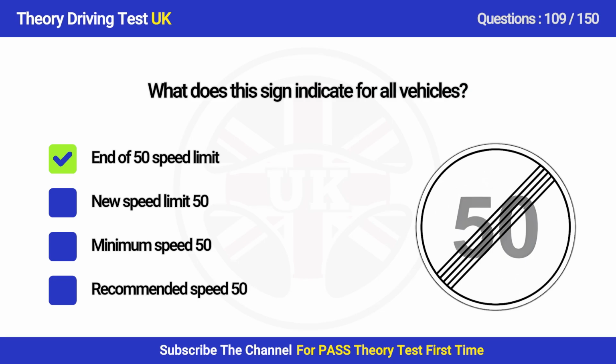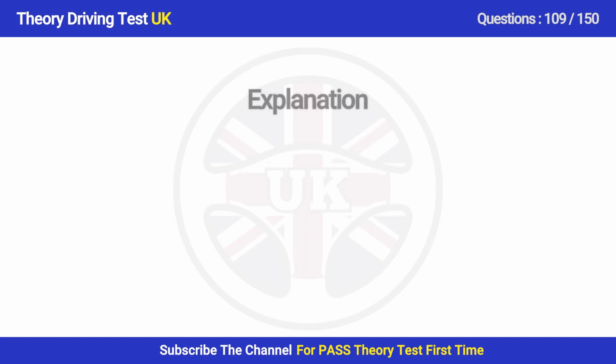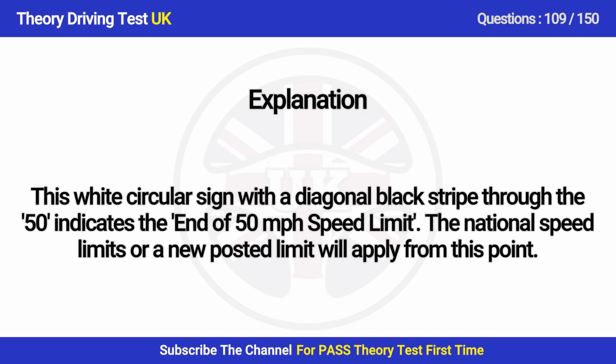Answer is A. End of 50 speed limit. This white circular sign with a diagonal black stripe through the 50 indicates the end of 50 speed limit. The national speed limits or a new posted limit will apply from this point.